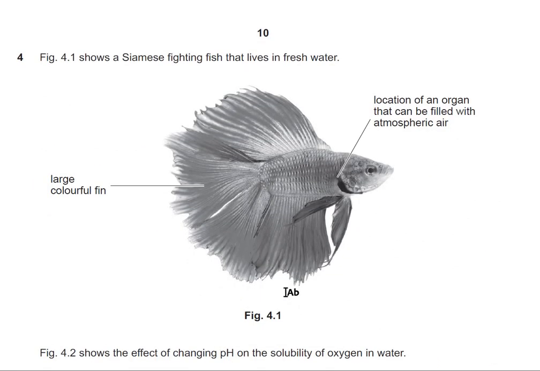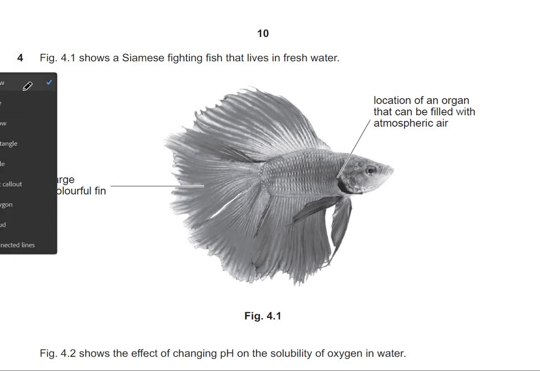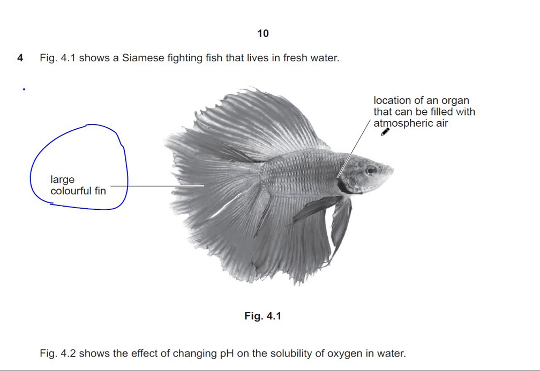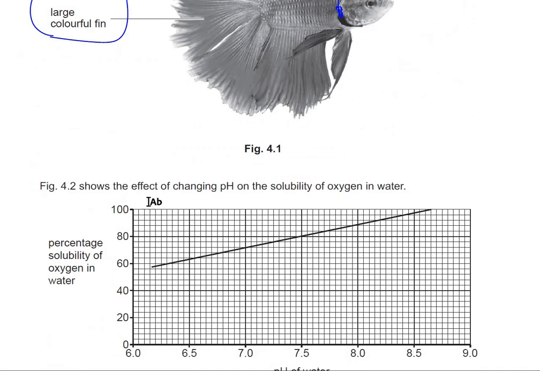Now, question 4 says, figure 4.1 shows a Siamese fighting fish that lives in fresh water. It has a large, colorful fin and the location of an organ that can be filled with atmospheric air. So they're talking about the gills. So this area is the gills. All right. So figure 4.2 shows the effect of what are they showing? They're showing the effect of changing pH on the solubility of oxygen in water.